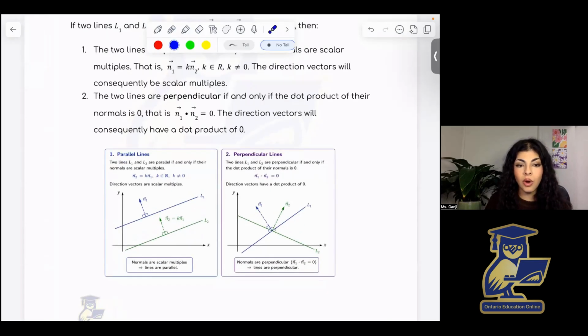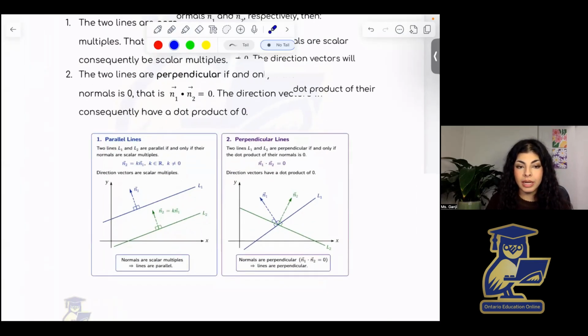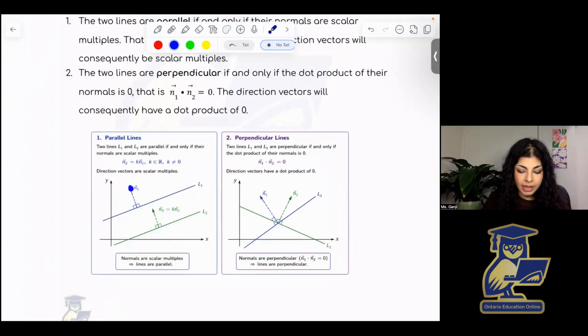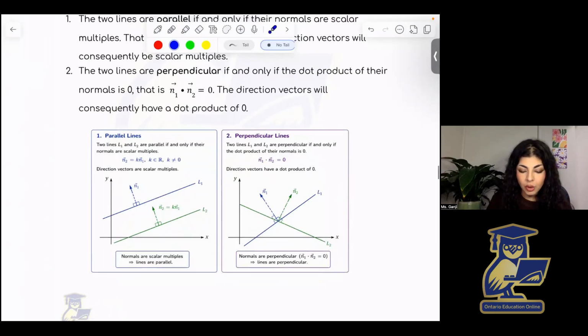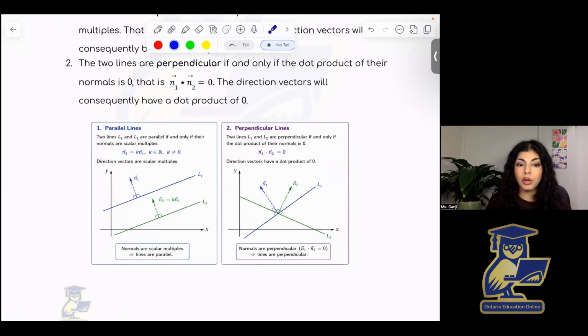If these two lines are parallel, L1 and L2, then consider their normals, n1 and n2, drawn here, which are perpendicular to those lines. Then it's clear to see the direction vectors are parallel as well. And so the direction vectors for L1 and L2 are also parallel here too.